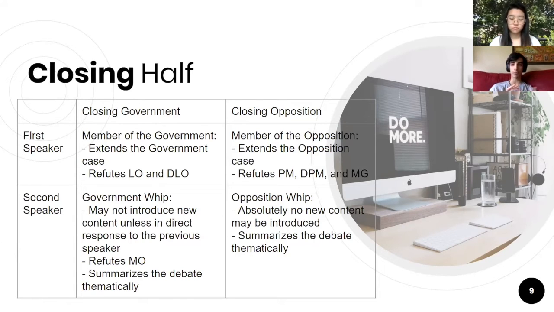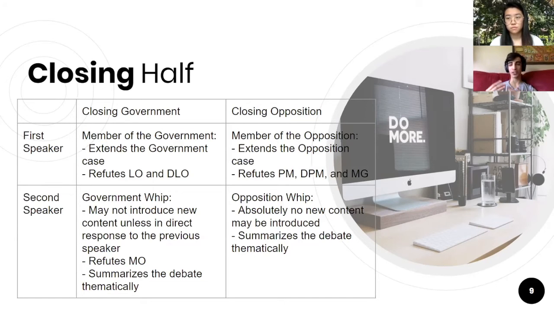In the government whip, remember you're the only person that could respond to the closing opposition case. So sometimes you might want to do explicit refutation. Other times you might want to integrate that refutation into your summary speech. So yeah, let's talk about summary speeches for a little bit.